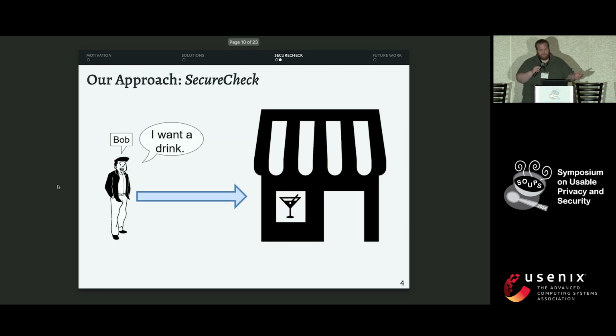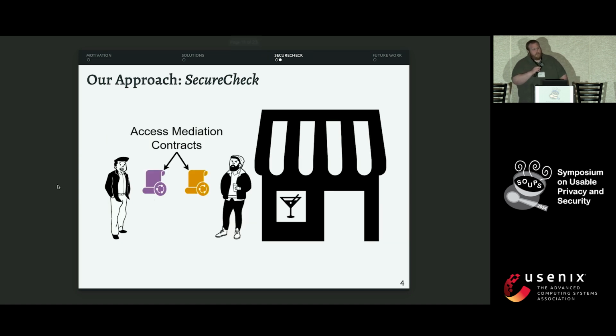So our approach, going back to my bar example: we have Bob here. He wants to go get a drink. He's successfully presenting his lightning talk at SOUPS. The main thrust of our research is what we dubbed access mediation contracts. These contracts enable both Bob and the bouncer to enter into a negotiation over what data is going to be exchanged in this verification event.